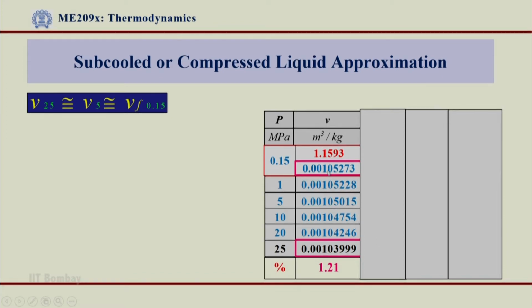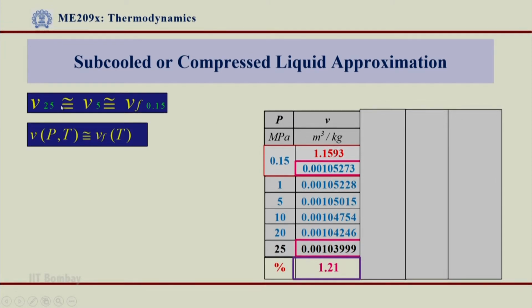Because these changes are happening in the fifth decimal place, or are just above 1%, we possibly can neglect them. Even after compressing from 0.15 to 25 MPa, these changes are approximately negligible. If I assume this, we can say approximately v25 is equal to v5 is equal to vf at 0.15.